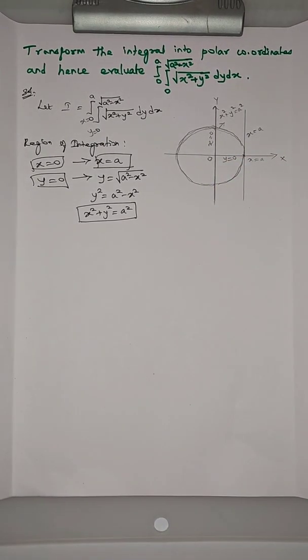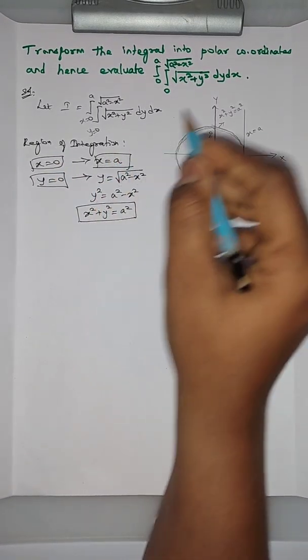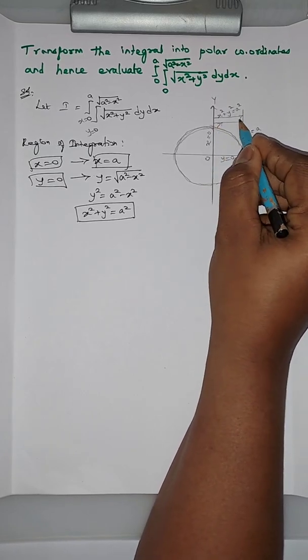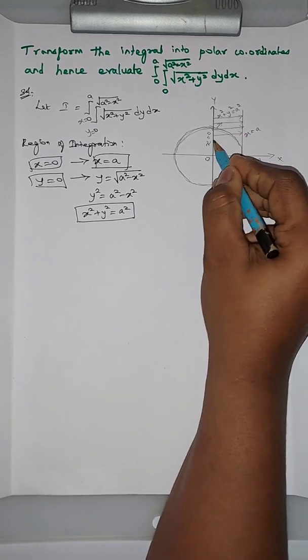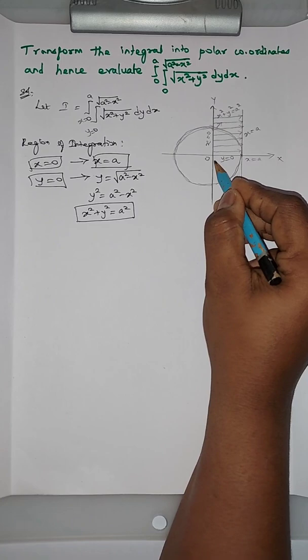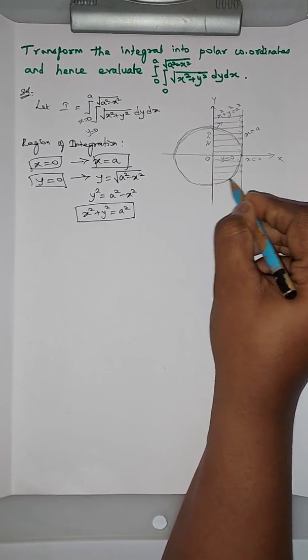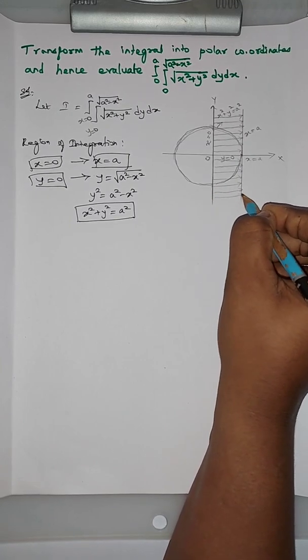Now the overall region of integration is bounded by x is equal to 0 to x is equal to a. From here to here, it goes on like this. From x is equal to 0 to x is equal to a, the line x is equal to a goes on like this.